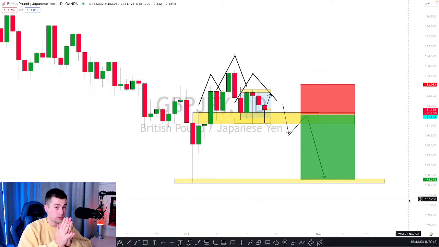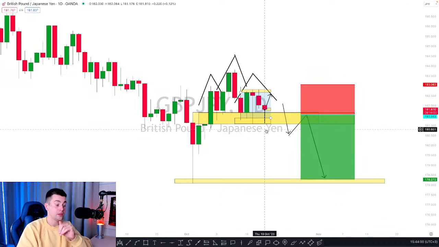And in order to confirm the initiation of a bearish movement, be very patient, traders, because only the daily candle close below will confirm the violation.